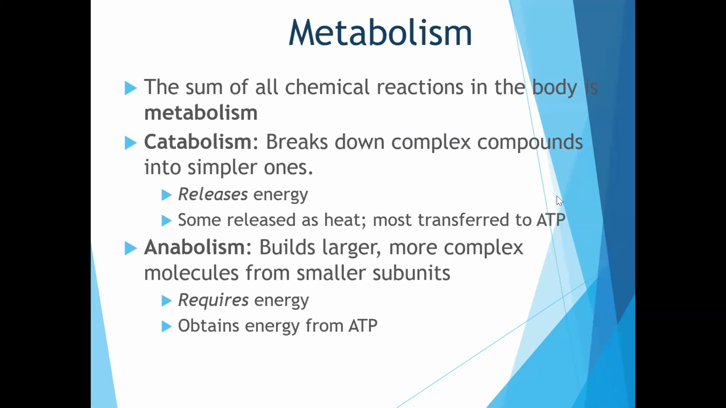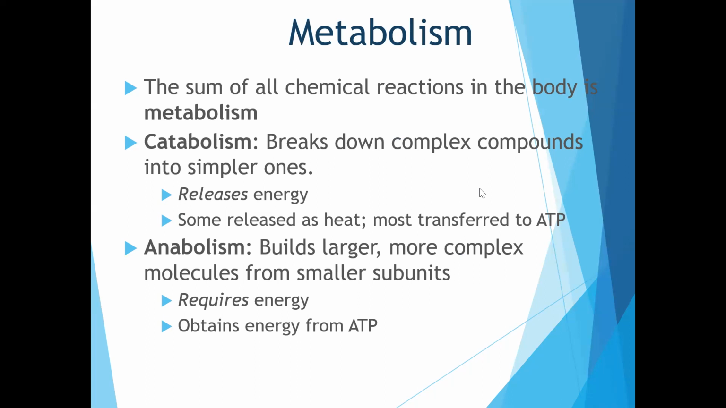So the sum of all of our chemical reactions in the body, that's what makes up our metabolism. So that's kind of classified in 2 different ways. You have catabolism, which is breaking down complex compounds into simpler ones. If a catabolic reaction occurs, there's going to be a release of energy. This can occur in the form of heat, but most of it is transferred to ATP, which is adenosine triphosphate, and that's our body's main fuel source at the cellular level anyway.